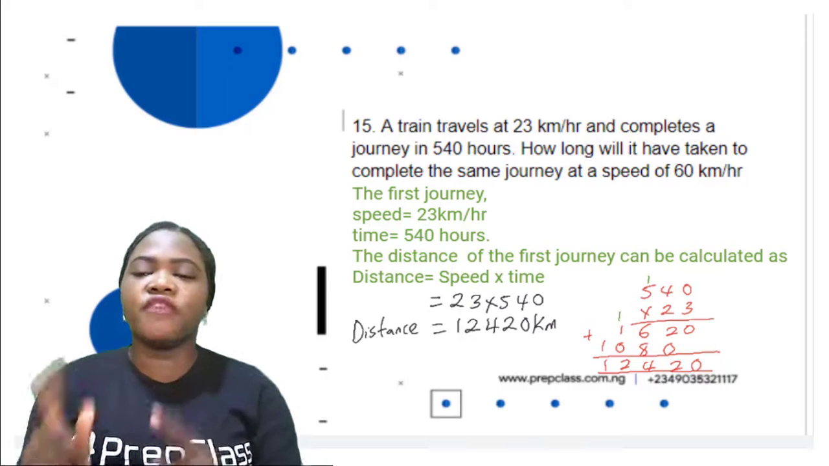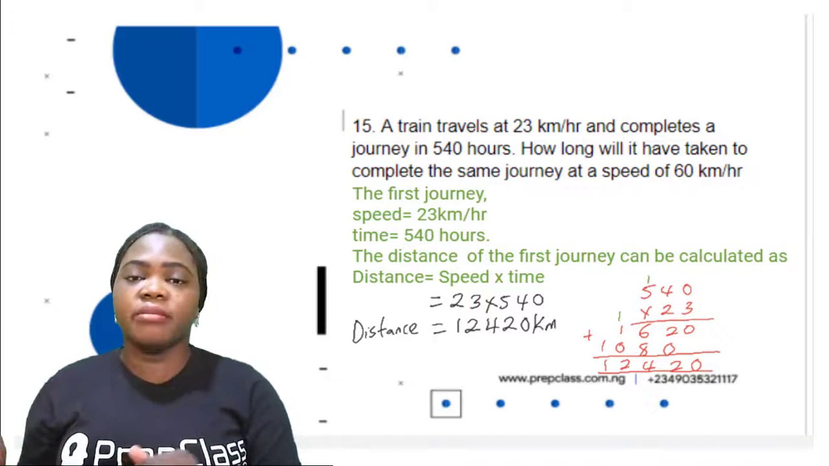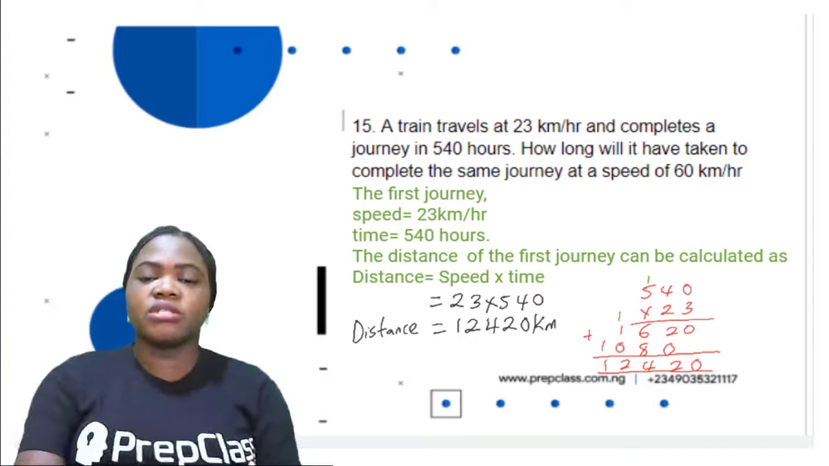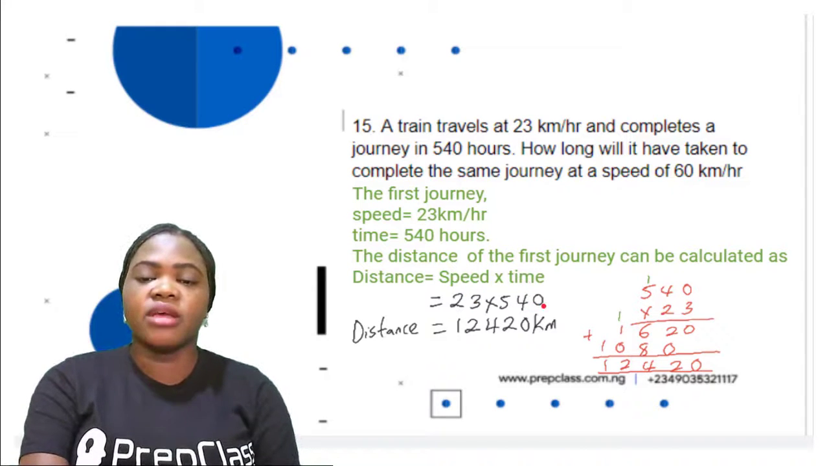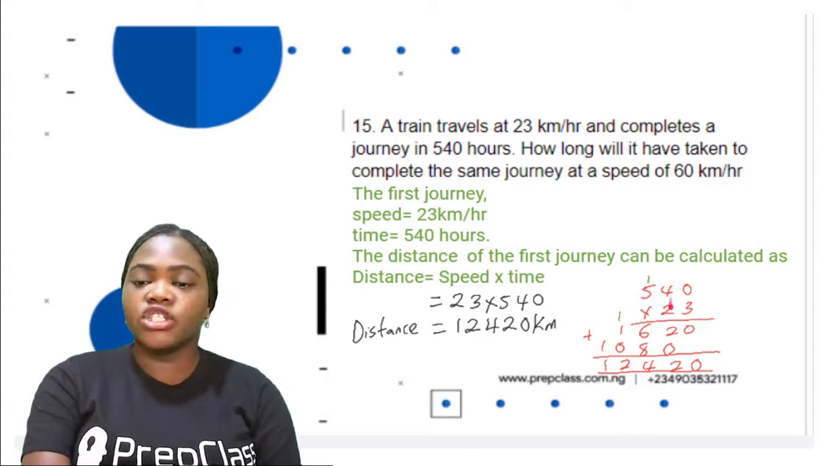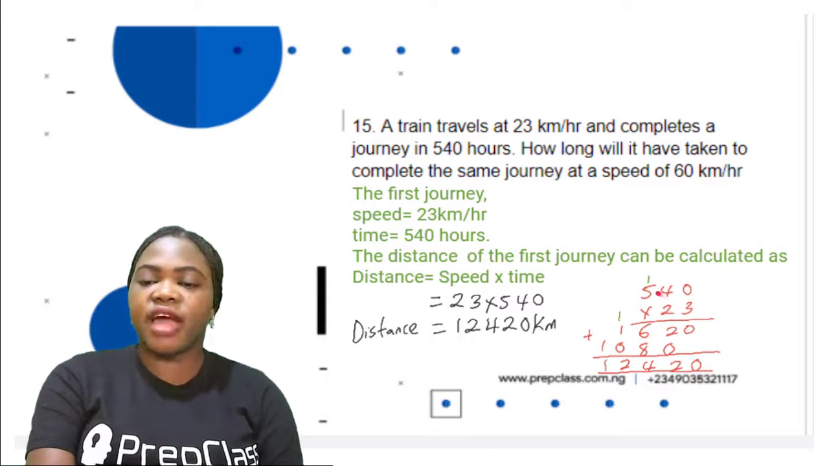The distance of the first journey can be calculated as distance equals speed times time. So the formula for calculating distance is speed times time. The speed is 23 km per hour, then the time is 540 hours. So let's multiply 23 by 540 here. 3 times 0 is 0. 3 times 4 is 12. Write 2, carry 1. 3 times 5 is 15 plus 1, that is 16. 2 times 0 is 0. 2 times 4 is 8. 2 times 5 is 10.